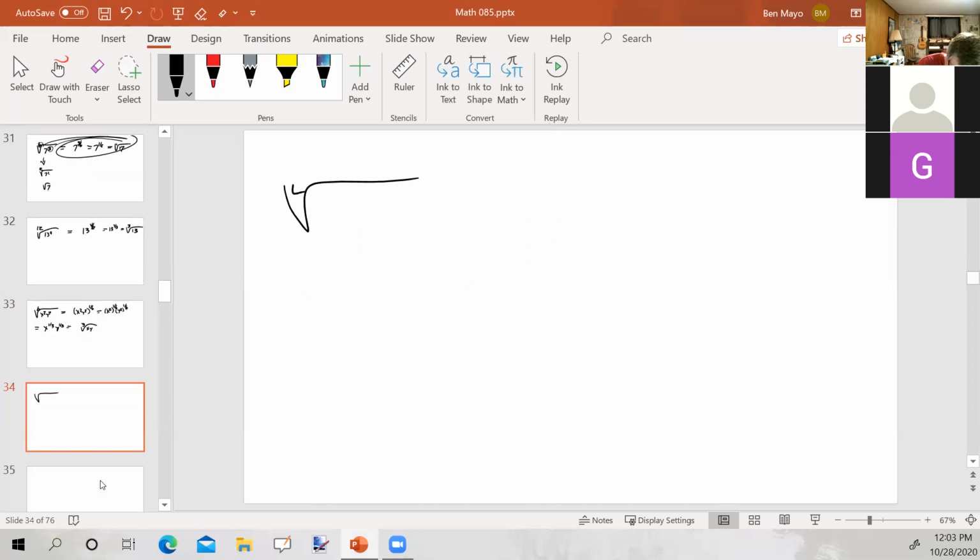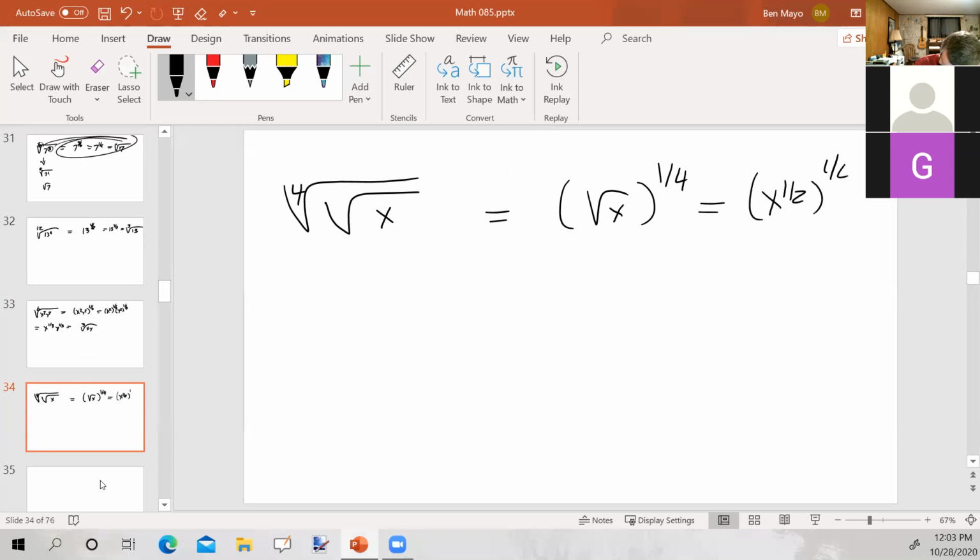How about this one? The 4th root of the square root of x. Well, that would be the square root of x to the 1/4 power, which would be x to the 1/2 to the 1/4 power, which would be x to the 1/8, which would be the 8th root of x.